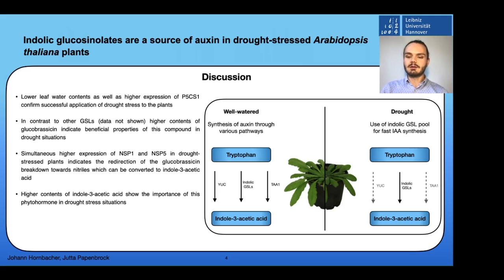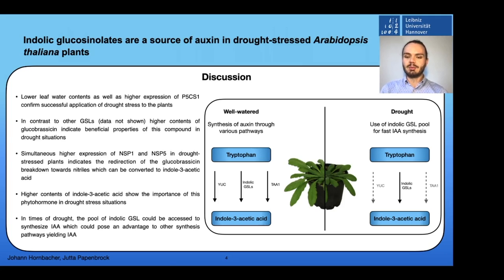Also, higher contents of indole-3 acetic acid in drought-stressed plants indicate the importance of this growth-regulating hormone in drought-stressed plants. So, in times of drought, plants could be at an advantage if they use the pool of indolic glucosinolates to yield indole-3 acetic acid instead of synthesizing auxin from tryptophan directly from the other pathways.